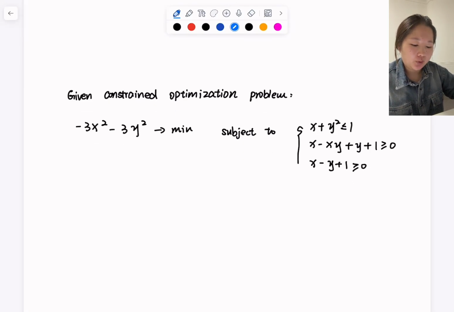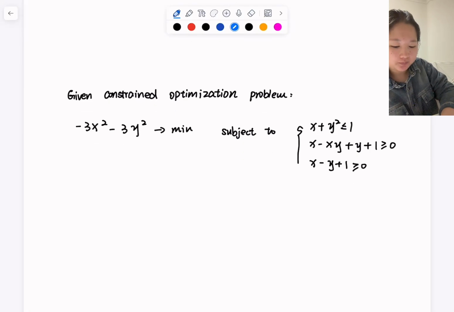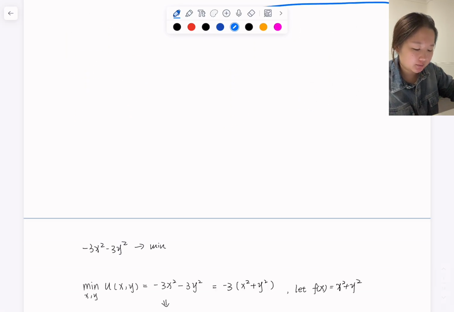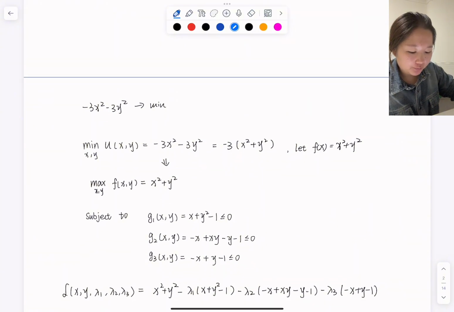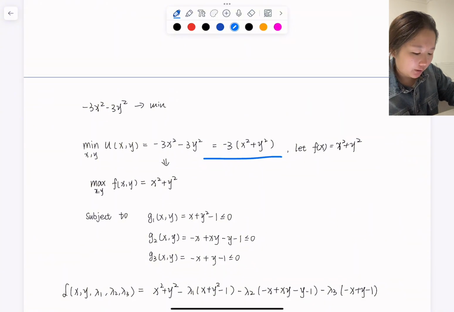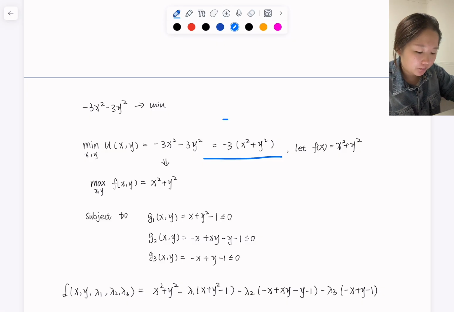Let's talk about my question. My question is to find the minimum of this function subject to these three constraints. And I have rewritten my function in this form. I find that here we got a -3.